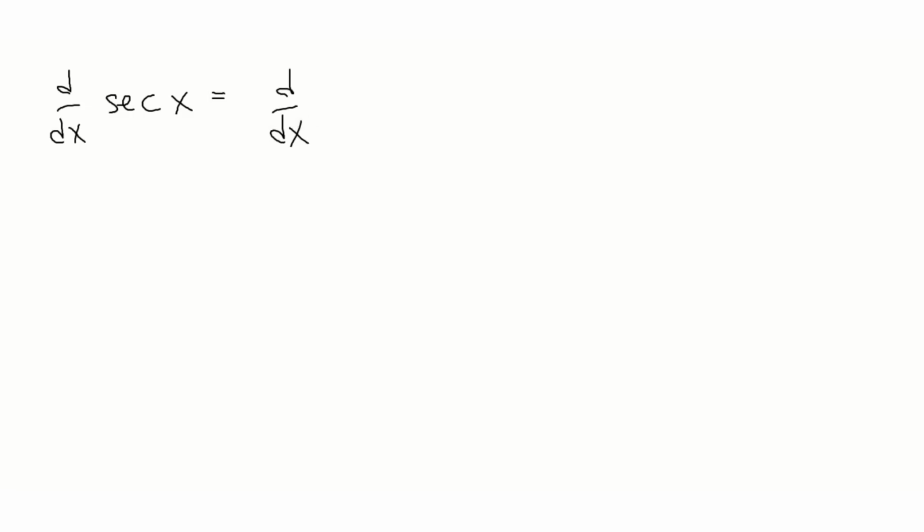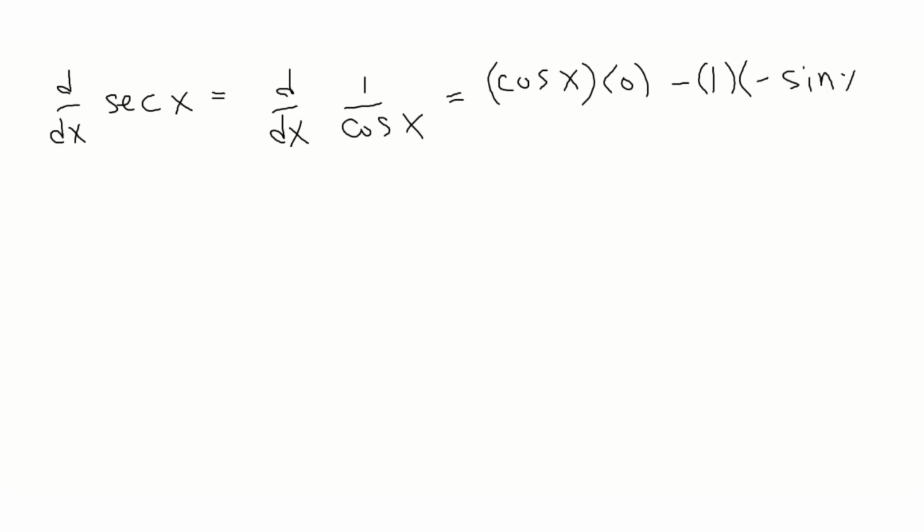Secant can be written as 1 over cos. Apply the quotient rule. Low, d high, the derivative of a constant is 0, minus high, d low, the derivative of cos is negative sine, all over the bottom function squared. This here is gone, and minus a negative is positive.